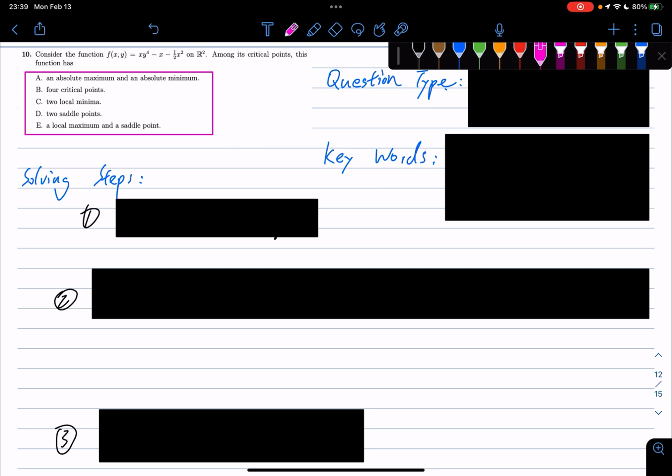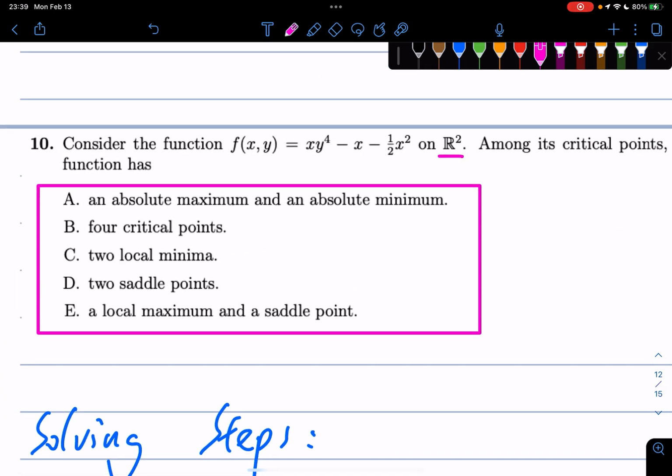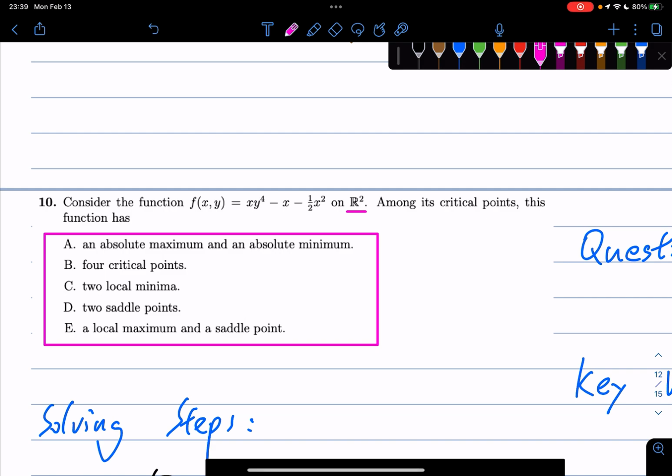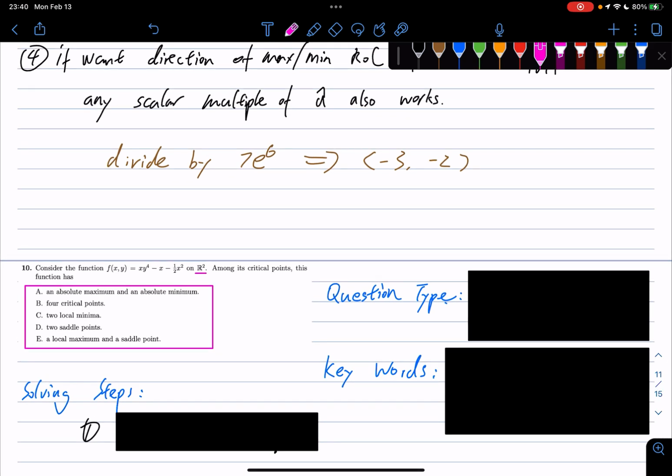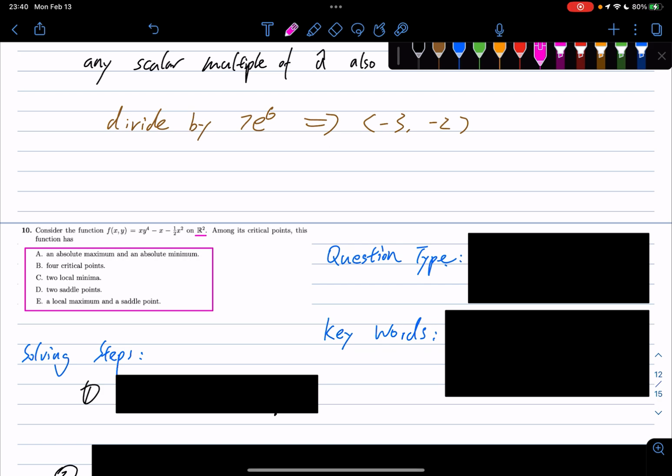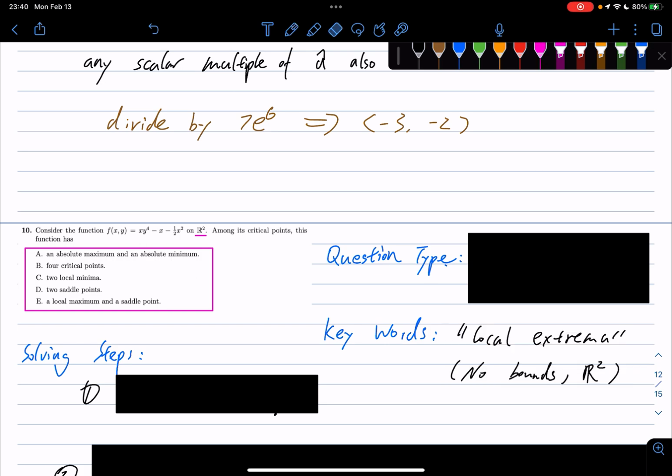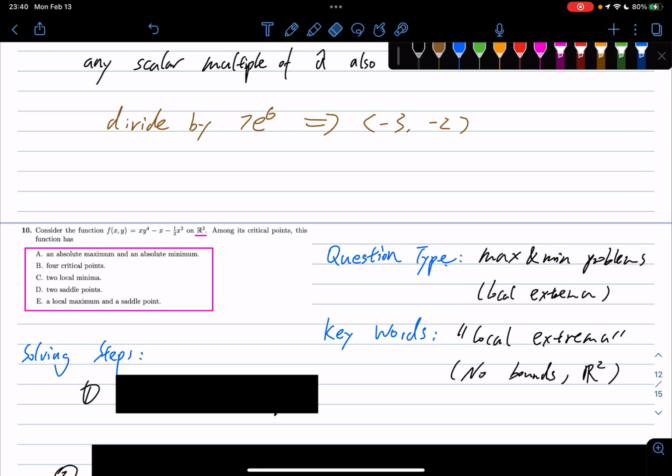It's an Extrema problem, but we're not done yet because there are multiple types of Extrema problems. So is it a local Extrema? Is it an absolute maximum Extrema? Right? So the key differentiation is this symbol, which denotes that x and y, the two variables, are defined on the whole real number axis. That tells us that because the variables are not bounded, have no constraints, defined on R squared, it's a local Extrema problem. So therefore this is a maximum-minimum problem, and it's a local Extrema problem.